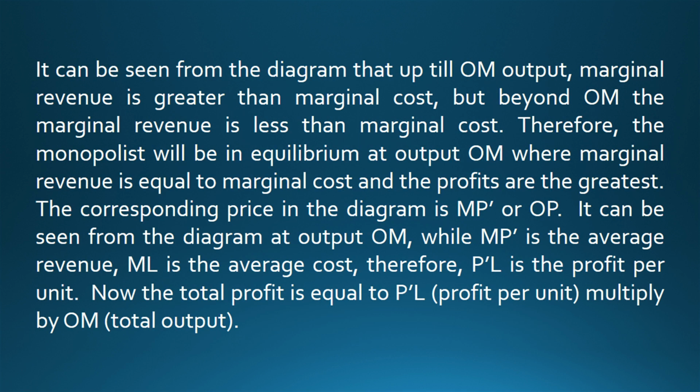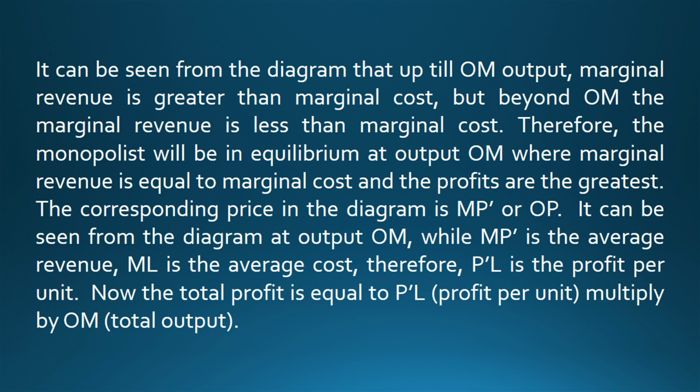It can be seen from the diagram that up till OM output, marginal revenue is greater than marginal cost, but beyond OM the marginal revenue is less than marginal cost. Therefore, the monopolist will be in equilibrium at output OM where marginal revenue is equal to marginal cost and the profits are the greatest. The corresponding price in the diagram is MP or OP.